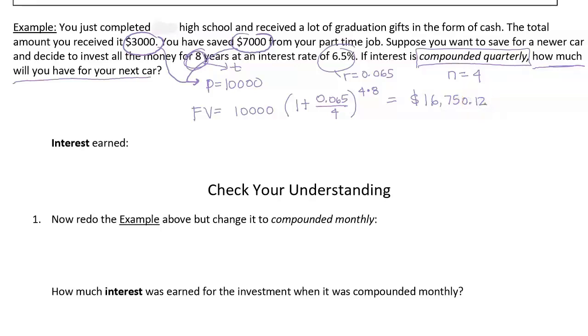$16,750.12. Now this is a good place to pause the video and put this in your calculator to make sure that you can get this result. Usually what happens is we get tripped up by the order of operations. So a couple ways you can attack this.